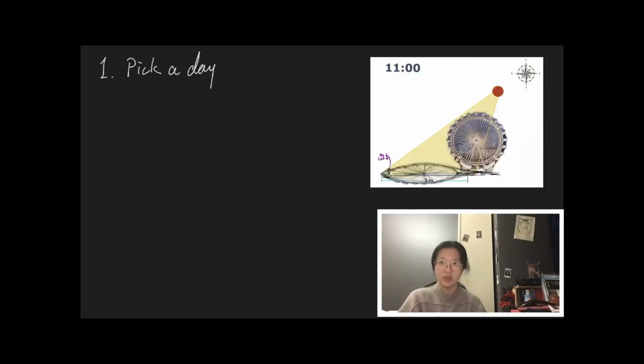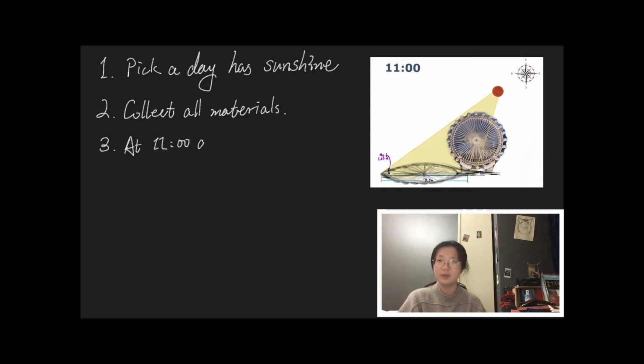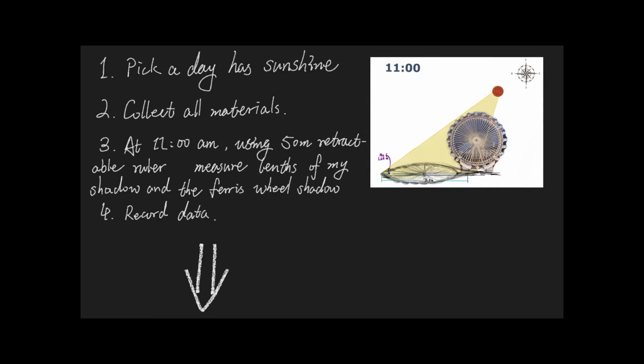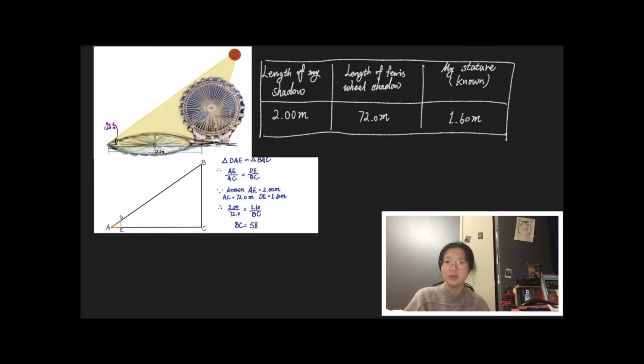To start with, I pick a good day, then I collect all my materials. At 11 o'clock, I use a 50-meter retractable ruler to measure the length of my shadow and the Ferris wheel's shadow. After that, I record my data, and I got the following results. The length of my shadow is 2 meters, and the length of the Ferris wheel's shadow is 72 meters.